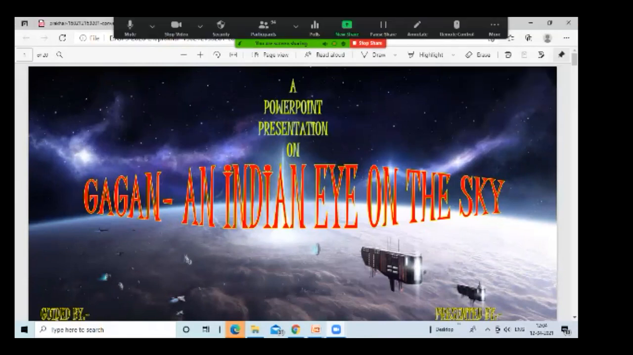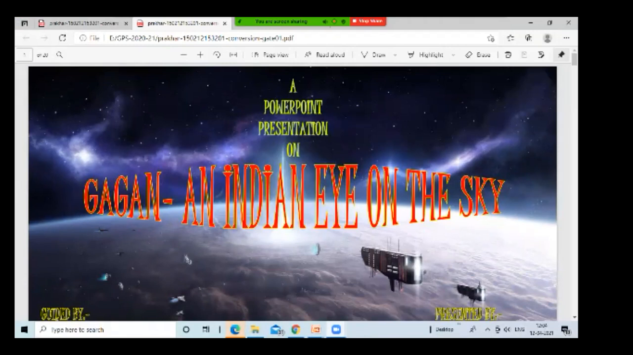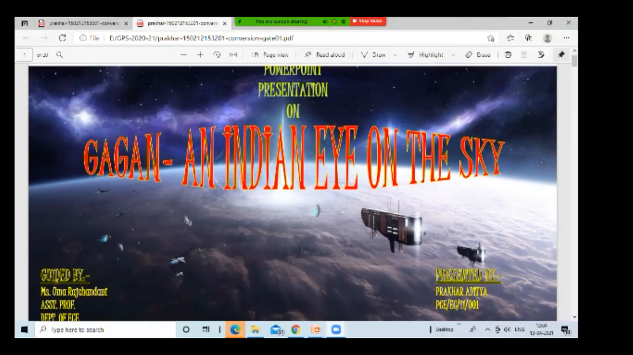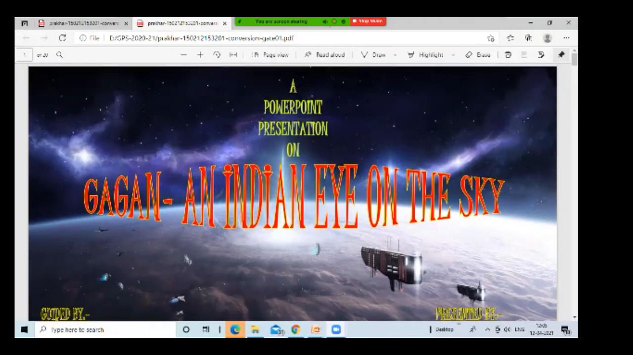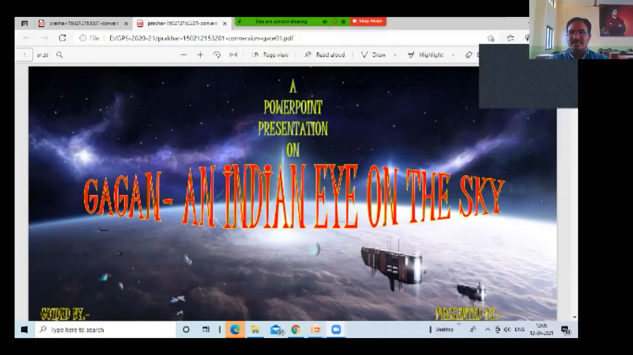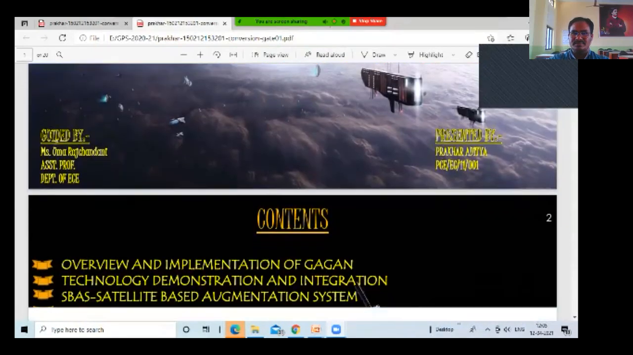What is Gagan? Gagan stands for GPS Aided Geo Augmented Navigation, sorry, Geo Augmented Geospatial Network. It was developed by the Airports Authority of India for their flight navigation purposes initially. Of course, later it has also opened its wings in many other areas.